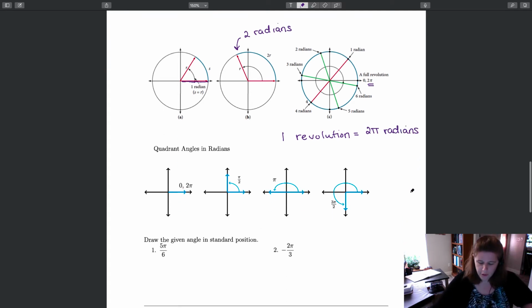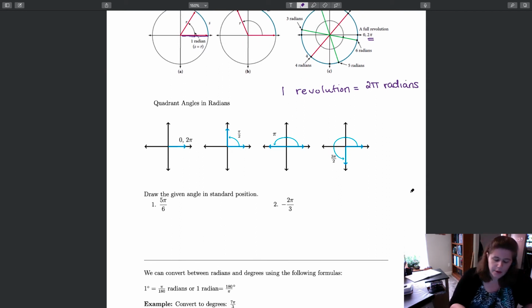We also have quadrant angles in radians. So if the initial and terminal position are together, you either have 0 radians or 2 pi. Our 90 degree in radians is pi over 2. Our 180 degree in radians is equal to pi, and our 270 degree in radians is equal to 3 pi over 2.